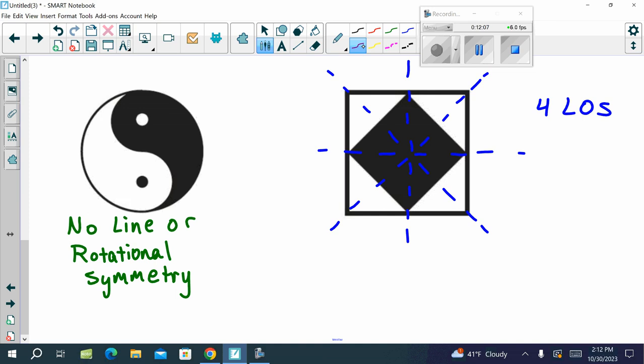What about rotational? Does it have rotational symmetry? Yes. What's its order? 4. And so how many degrees of rotation does it have? 90. All right, any questions there? So can it go over that though? All right, next page.